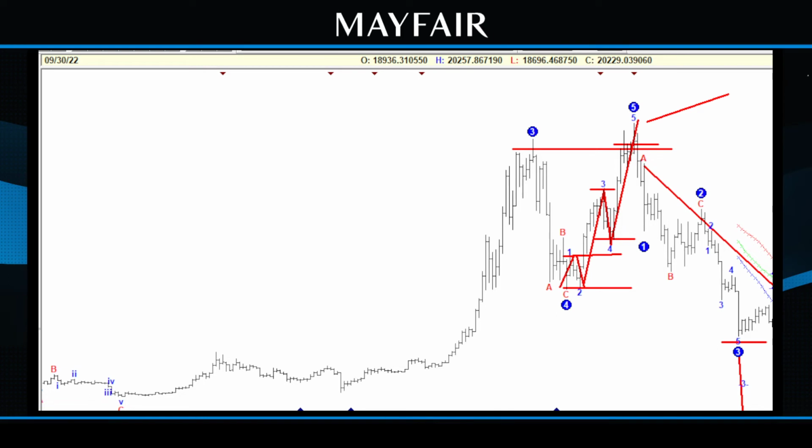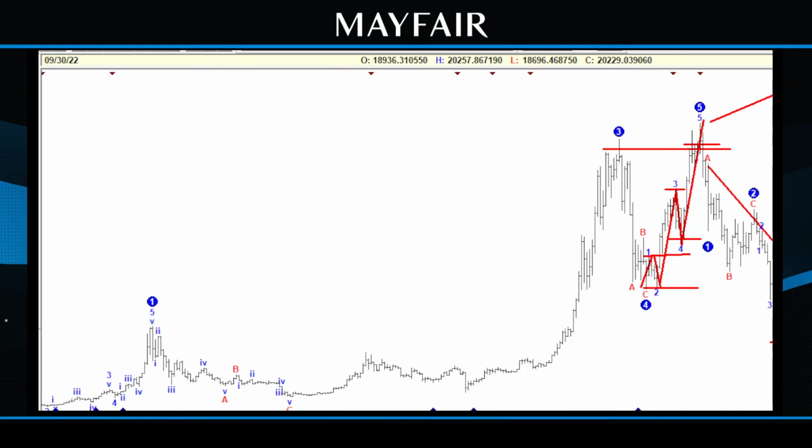Now, zooming out even further, let me get rid of this. This tool's a bit old, so it's a little bit harder to flick back and forth. So coming out of this, we have basically an invalidation level. Now, if you're pure Elliott wave, you'd probably say this is broken. I don't like it. I don't like it. However, we haven't yet closed below the invalidation level.